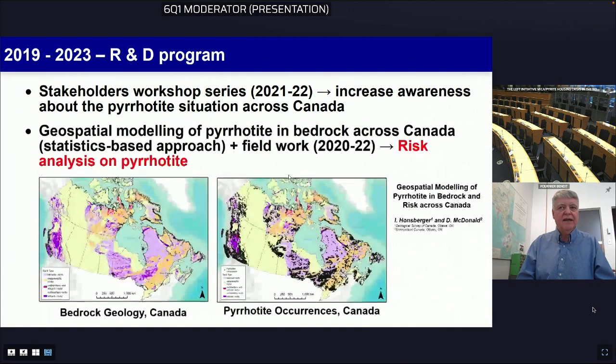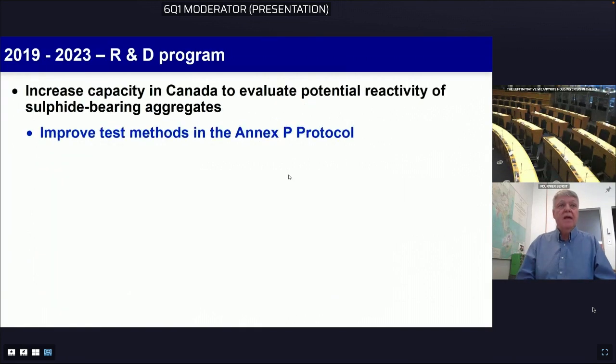Next slide, please. We're also carrying, I say we, but it's the Geological Survey of Canada is carrying a risk analysis on pyrrhotite distribution in Canada through the analysis of data from the mineral deposits across the country, as you can see there. And we saw that from the geological map in the US, that the presence of pyrrhotite is very much related to the geology in Canada. Next slide, please. Then we want to improve the test methods in the Annex P of the protocol.